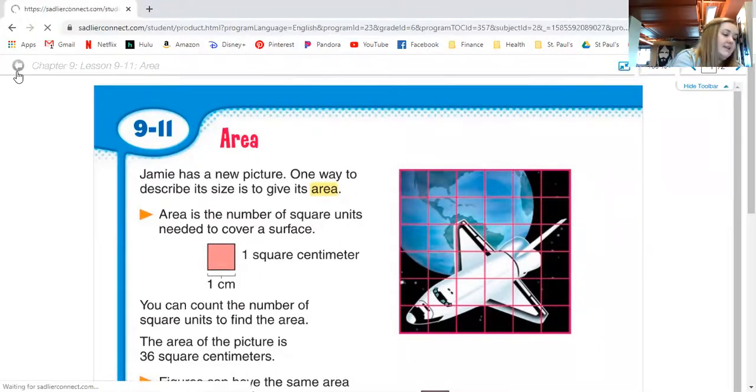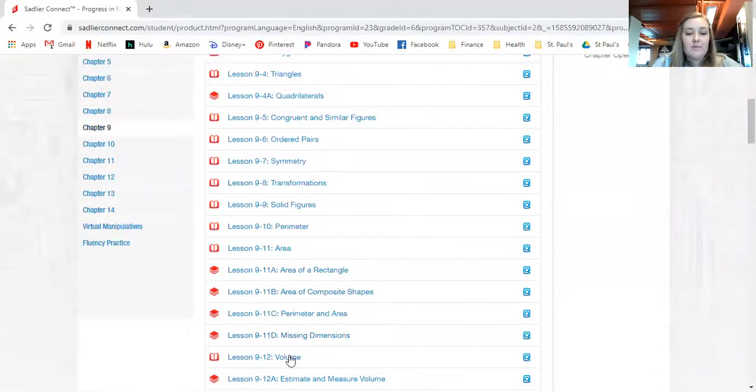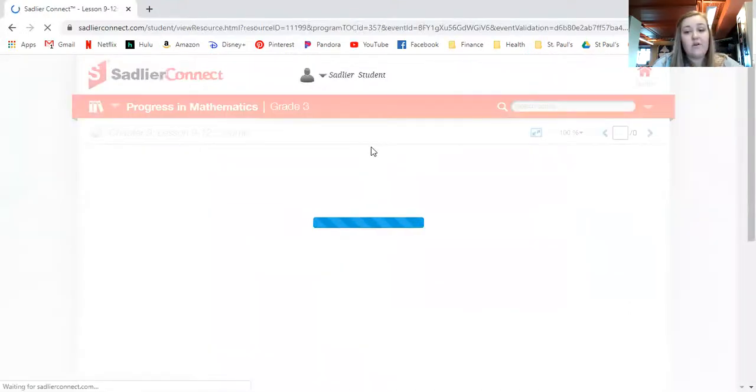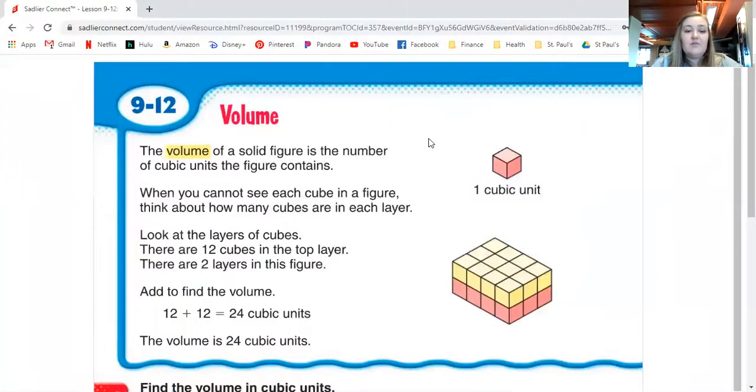And the last thing, which you just learned about yesterday, was volume. With volume, we're talking more about a solid, or three-dimensional, figure. Volume is the number of cubic units the figure contains. Some of you yesterday might have put your Legos or blocks together to create a solid figure and then figured out how many it took to make that one figure. Okay, so those are the main lessons that are going to show up on your open book test.